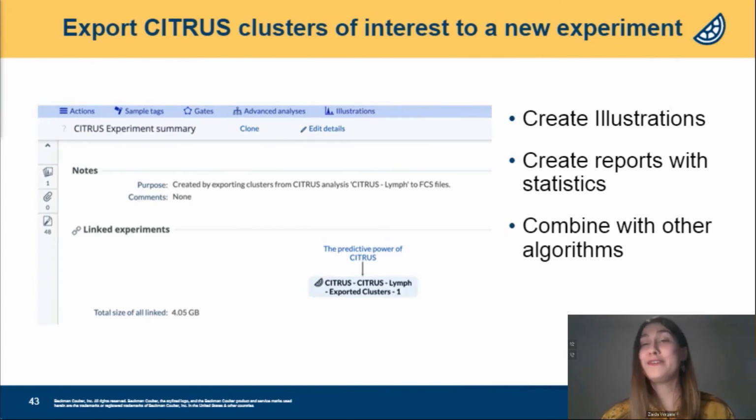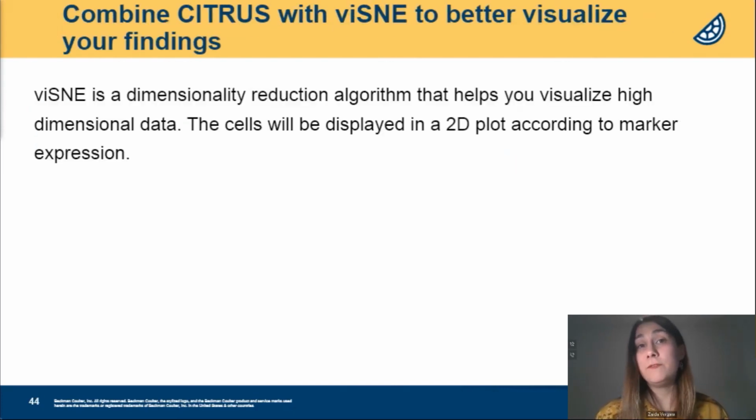this is what we are going to do today, we can combine our Citrus results with other algorithms that are on the Cytobank platform. Today, we are going to combine Citrus with viSNE to better visualize our findings. And viSNE is a dimensionality reduction algorithm that is going to help us visualize this high-dimensional data in a better way.